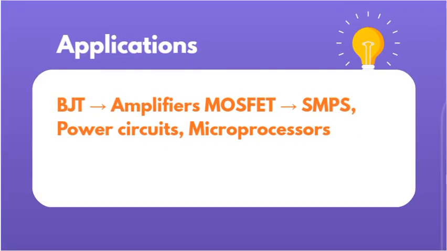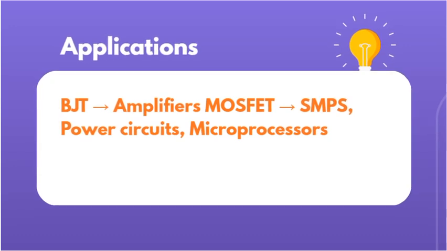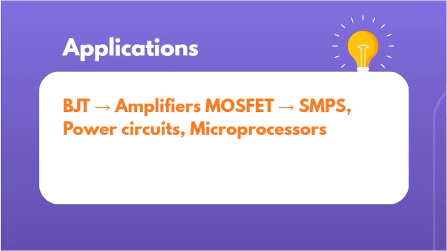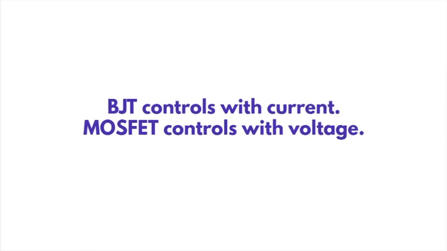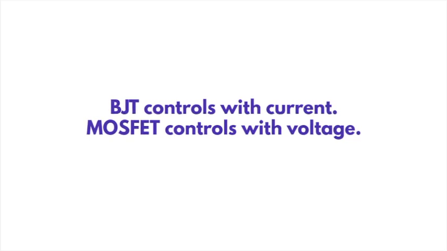Applications: BJT used in amplifiers. MOSFET used in SMPS, power circuits, and microprocessors. BJT controls with current. MOSFET controls with voltage.